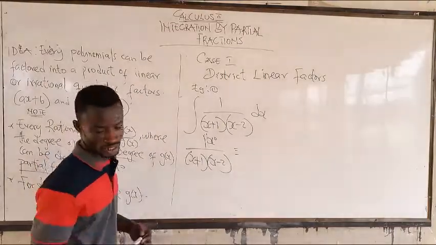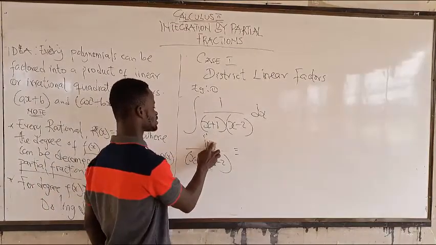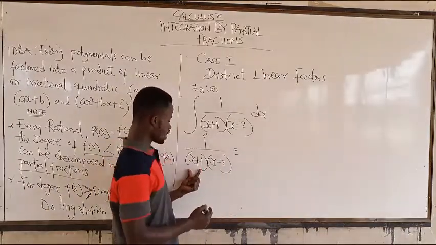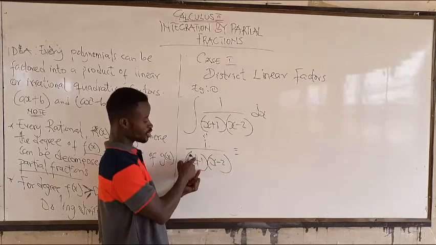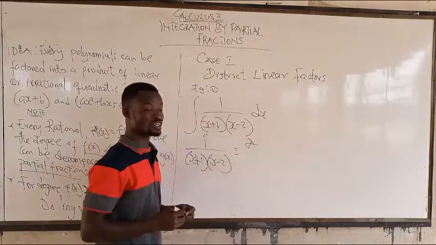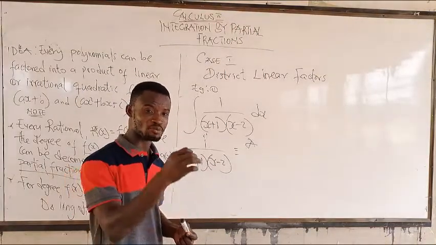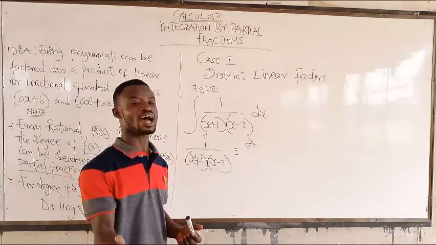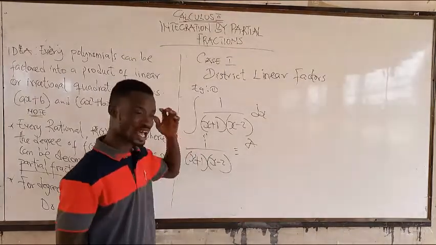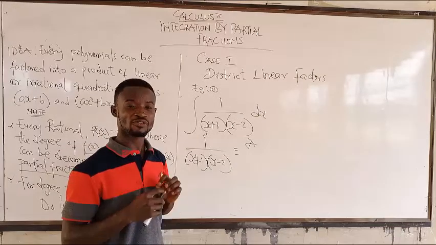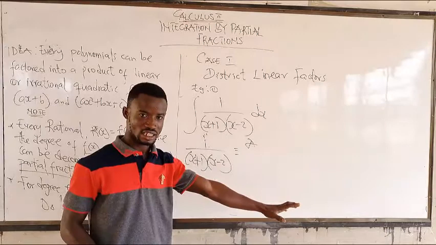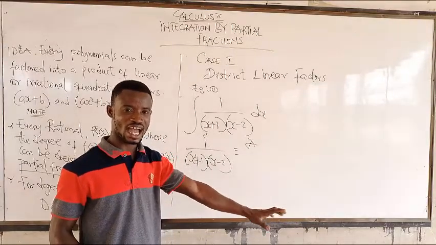So we can see that it is proper, so we can now express it. There are two things to check. First, whether it's proper or improper, by taking the degree of the numerator and that of the denominator. After identifying that it is proper, you come back to express it to partial fractions.